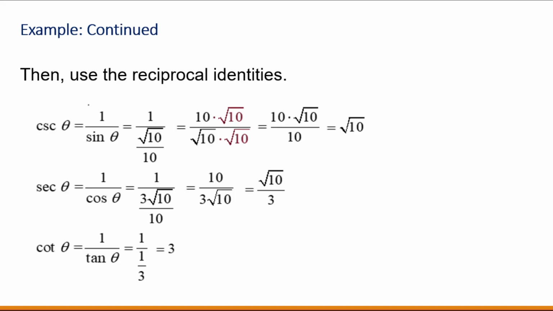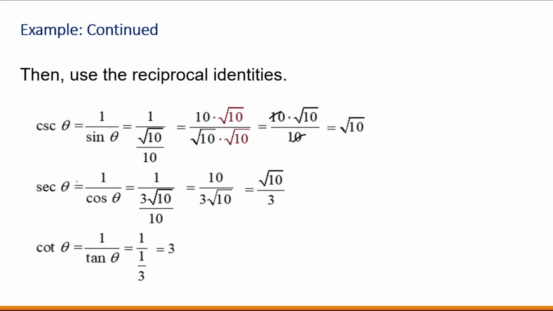Next, we can use some reciprocal identities. The cosecant of theta is the reciprocal of the sine of theta. And so the reciprocal of root 10 over 10 gives us 10 over square root 10. And so to rationalize this, we'll multiply by root 10 over root 10. 10 times square root 10 over root 10 times root 10, which is 10. These 10s cancel, and so cosecant theta is equal to square root 10.